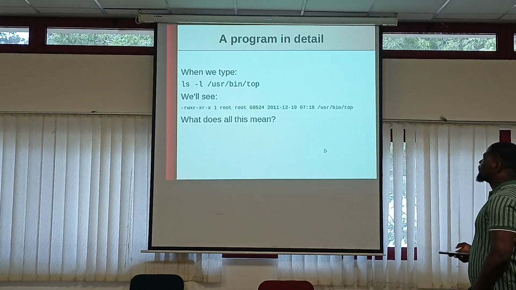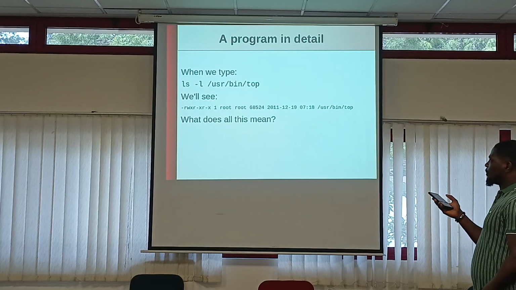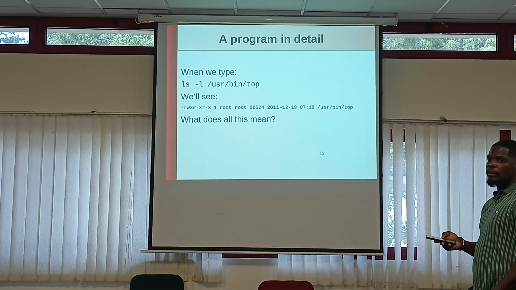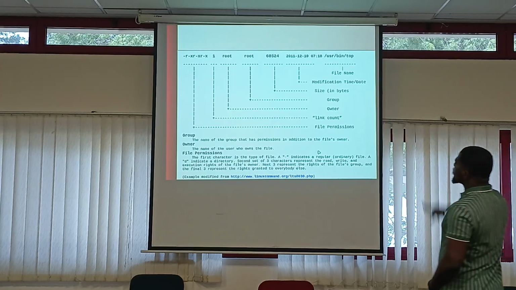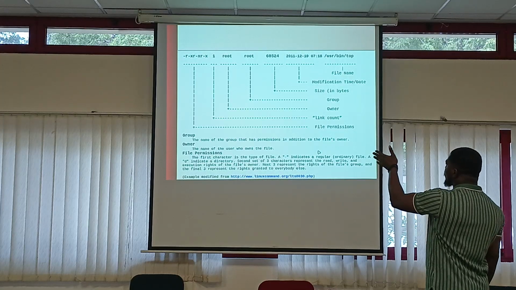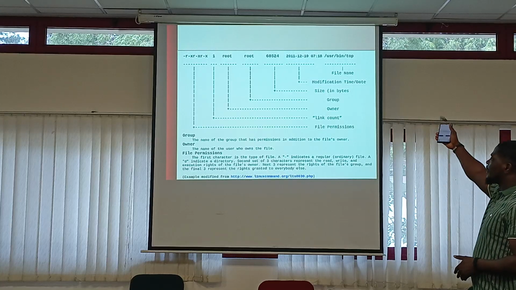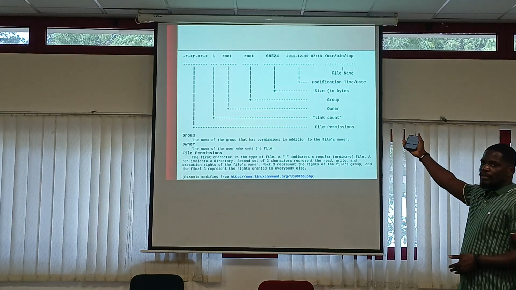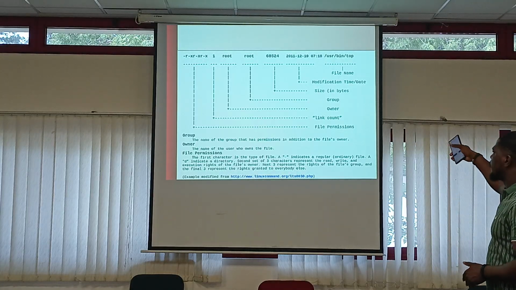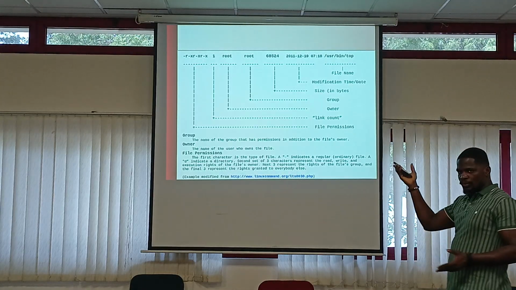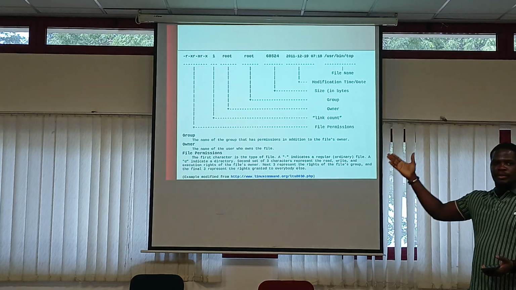Then we go to the next one. A program in detail. When we do an ls, we see the program, where it's stored, who owns it. We go through what all these things mean. So when you do an ls, we see this, and we are going to interpret it. The first one is the file permissions, which contain the permissions for this program itself. The next one is the link count, the number of links to this file. Then we have the owner of the file, which is root. Root created it. The group is also root. When a user is created, it has its group. So this is the root user.